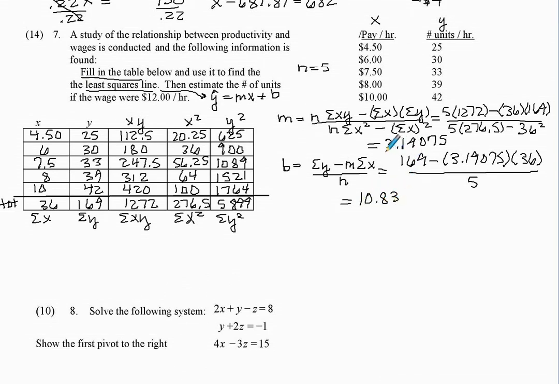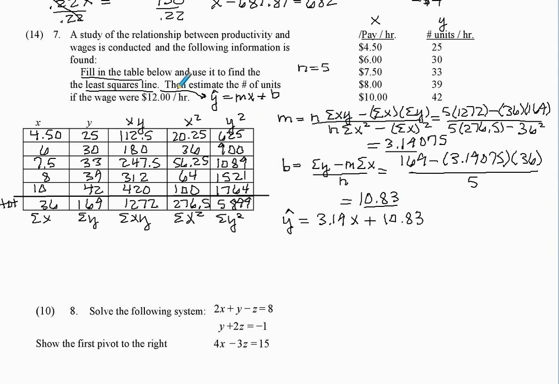So now we've got our slope and our y-intercept. Now we can state the formula for the estimation line, the least squares line. So y hat is mx plus b. We know m is 3.19 times x, and our b is 10.83. So there's our least squares line.